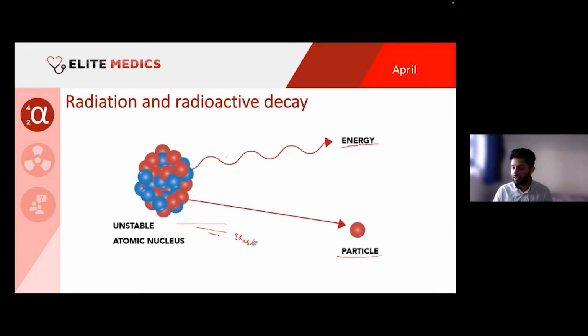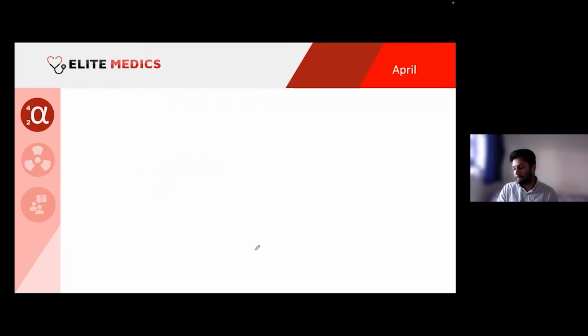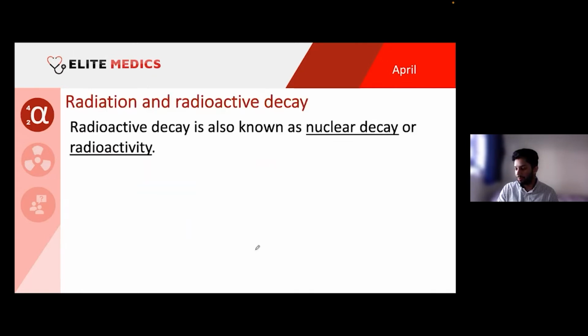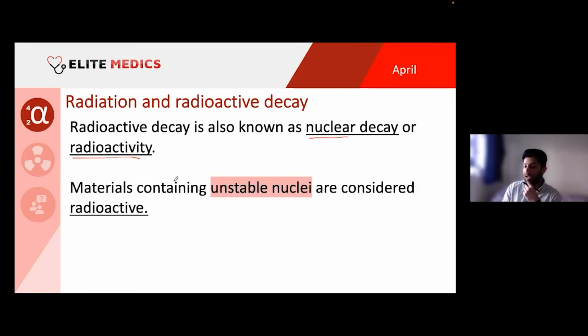Okay, and you'll find that this is what all chemical reactions are really trying to do. They're trying to become more stable. Okay, so let's crack on. Radioactive decay is also known as nuclear decay or radioactivity. These are just other terms that mean the exact same thing. And materials containing unstable nuclei are considered radioactive.